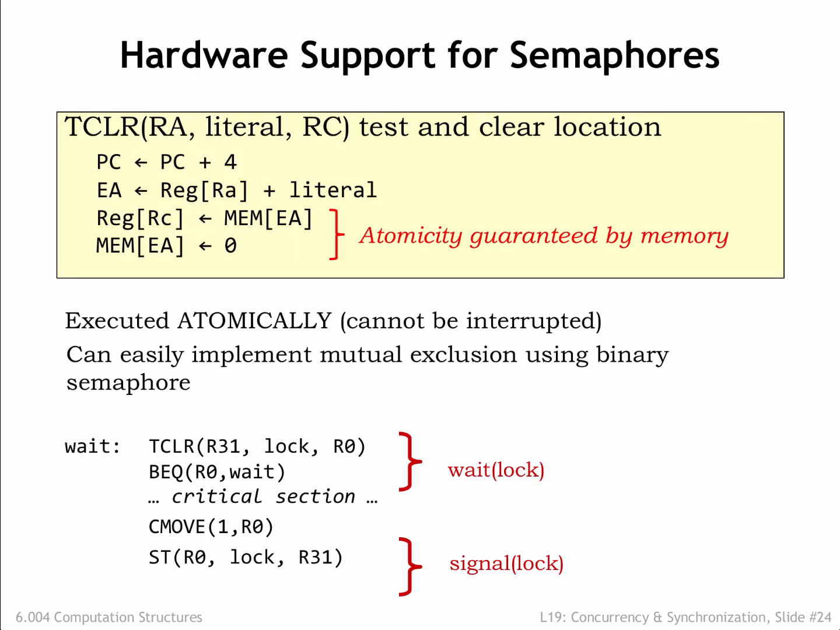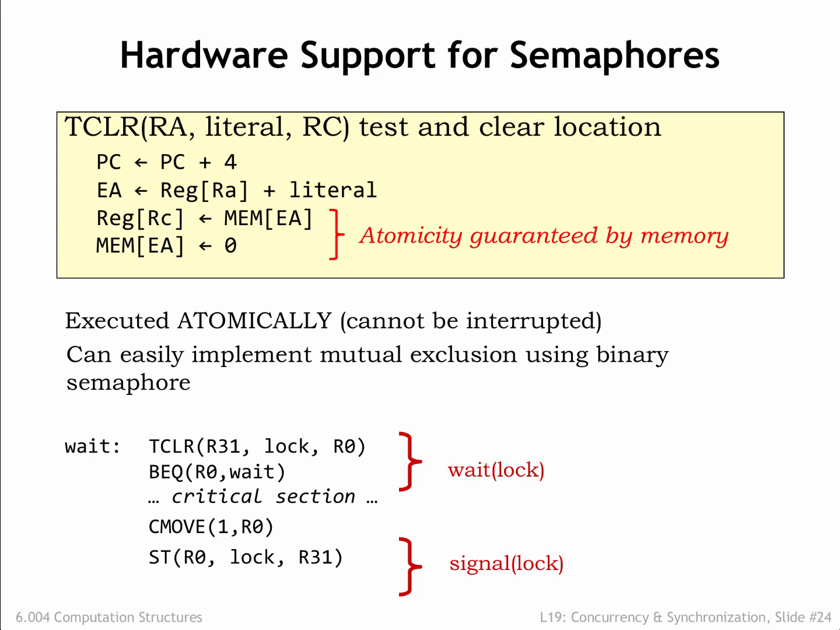Many ISAs support an instruction like the test and clear instruction shown here. The tclear instruction reads the current value of a memory location and then sets it to 0, all as a single operation. It's like a load, except that it zeroes the memory location after reading its value. To implement tclear, the memory needs to support read and clear operations as well as normal reads and writes.